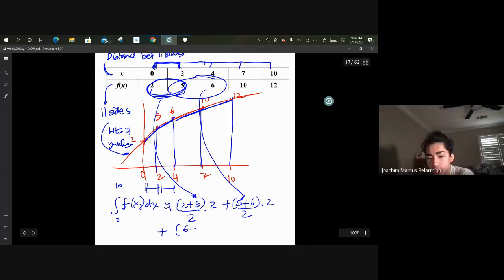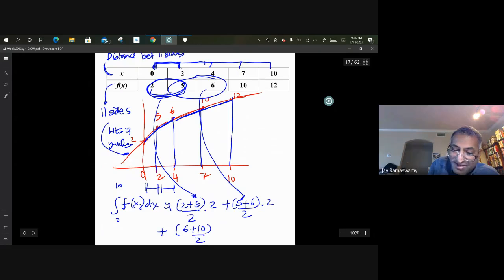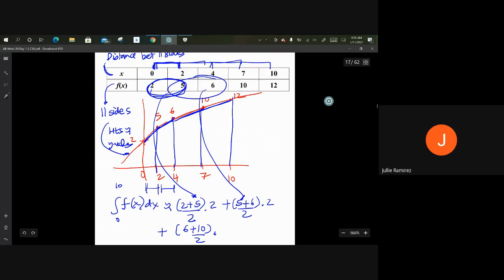6 plus 10 over 2, times what's the distance between 4 and 7? 3. And what's the last guy? 10 plus 12 over 2 times 3. That's the pattern for trapezoidal Riemann sum.